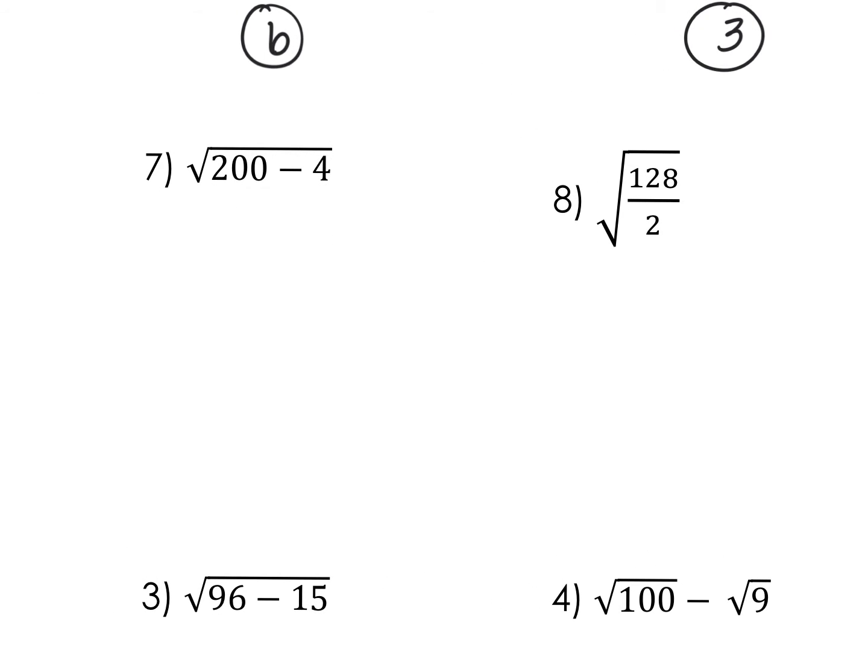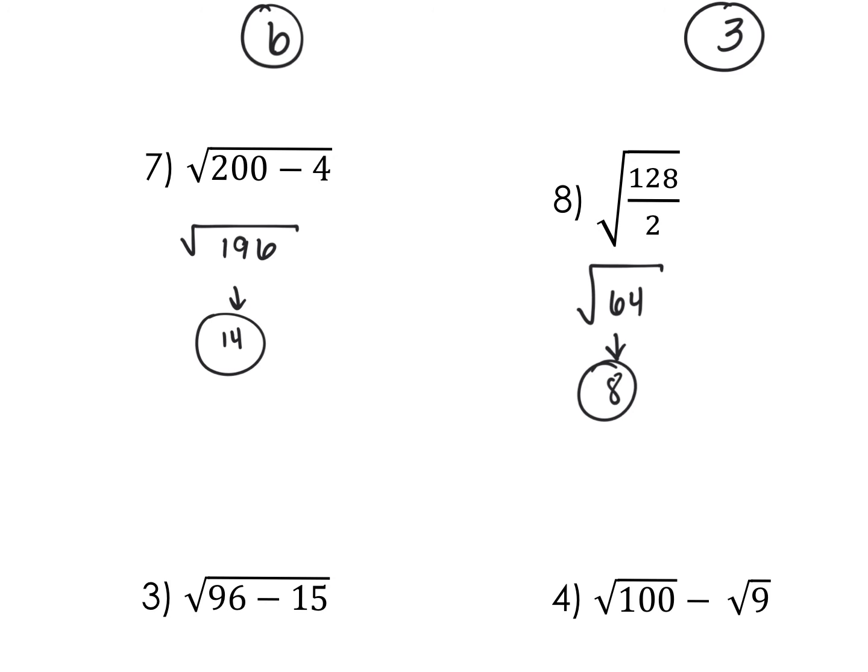In the next one, we have the square root of 200 minus 4. Well, 200 minus 4 is 196. And the square root of 196, 18. And last one, we have the square root of 128 divided by 2. So I'm going to simplify what's in my square root first. 128 divided by 2 is 64. The square root of 64 is 8.